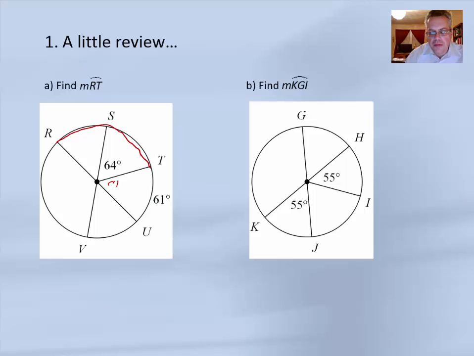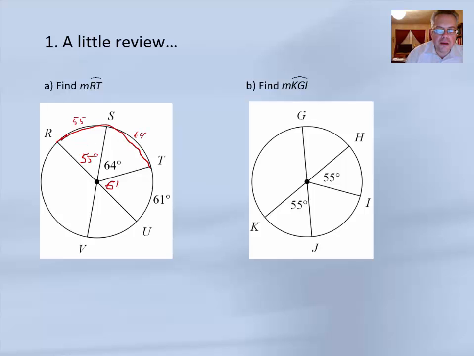Well, the way we can find it is by realizing this angle has to equal 61, because this arc is 61, the central angle is 61, and since all three of these have to add up to 180, we can do 180 minus 64 and minus 61, which equals 55. So this angle here is 55 degrees.